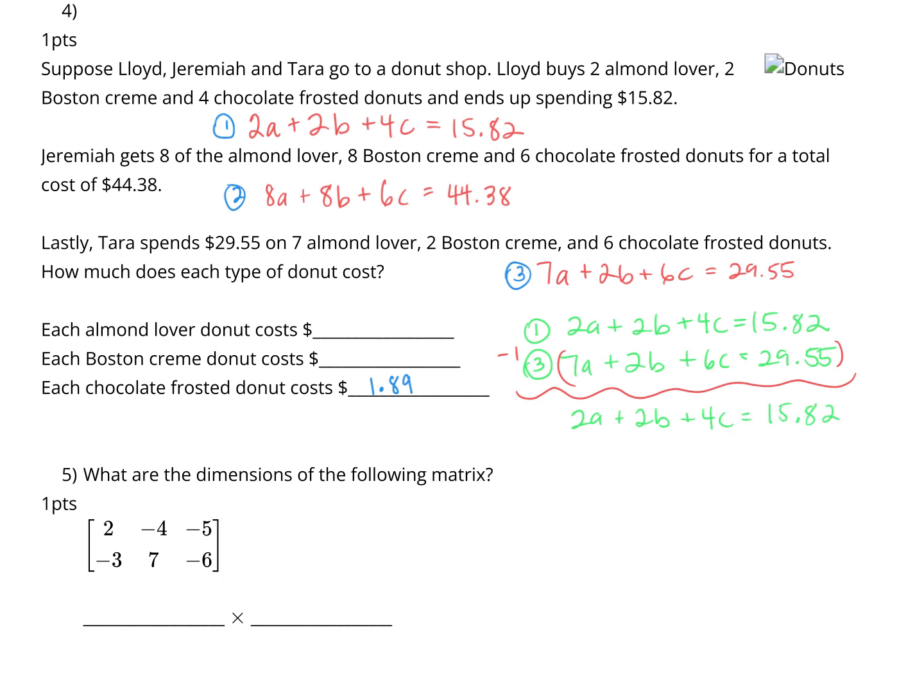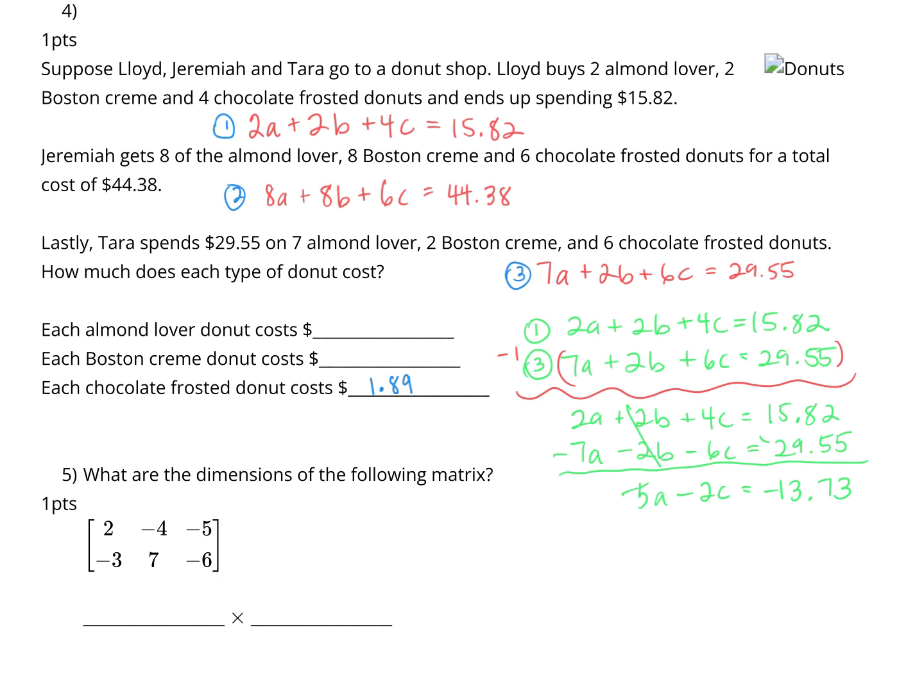And the bottom equation, I'm going to multiply everything by a negative. So -7a minus 2b minus 6c is equal to negative 2955. And then I'm going to add those together. So that's going to give me -5a minus 2c is equal to 1582 minus 2955, which is -1373. Now in this situation, you could have eliminated B or you could have worked to eliminate A.